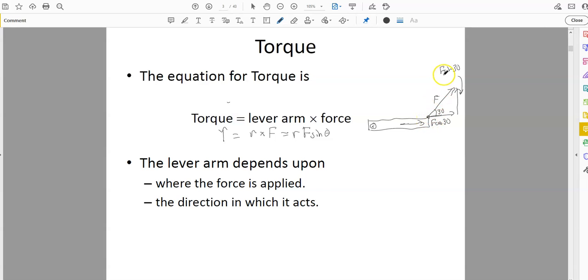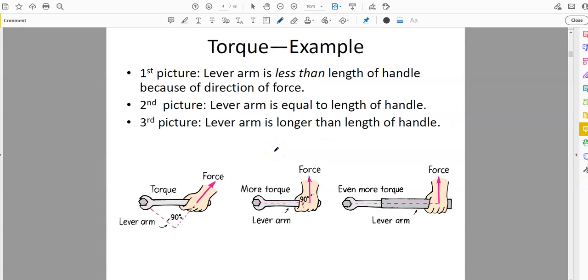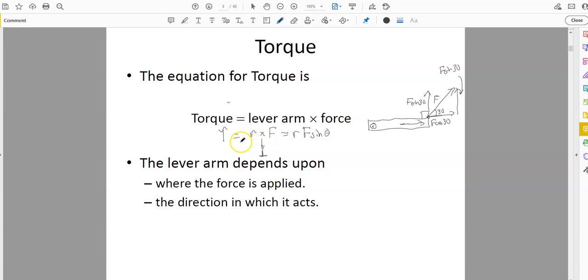So that means the F sine of 30 degrees portion, this vertical portion, which ends up becoming perpendicular to the lever arm, only that part of it that is perpendicular to the lever arm is going to contribute to the torque. So this cross product means that these two things have to be perpendicular to each other. Okay? And if you think about it a little bit, let's think about these as proportions here. All right? Let's think about proportions.